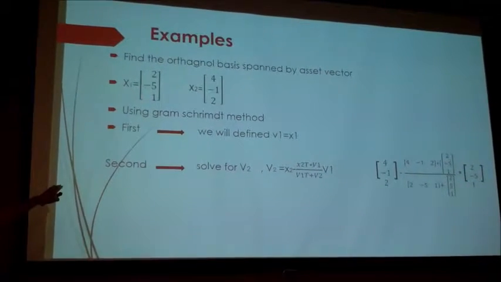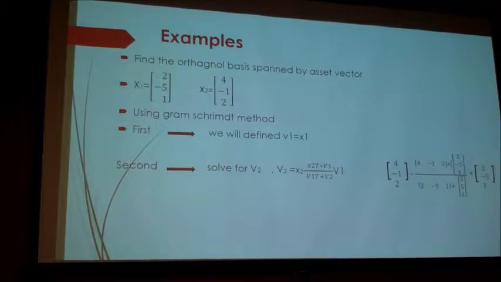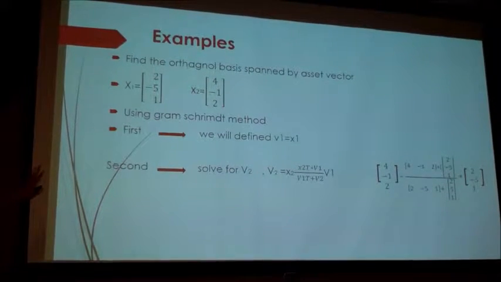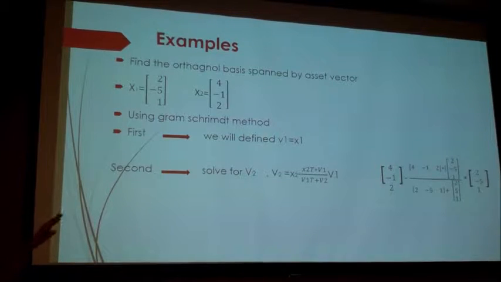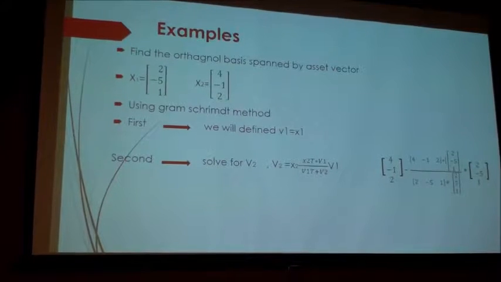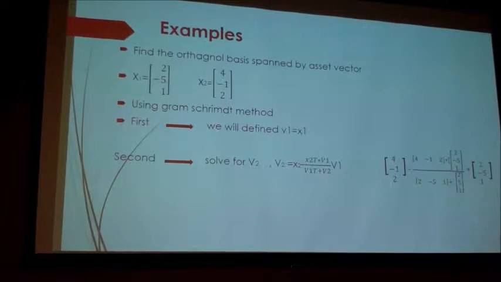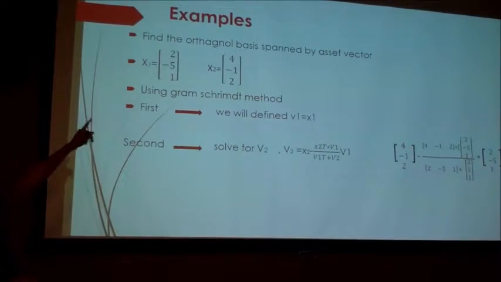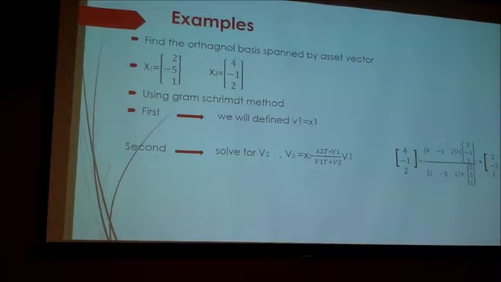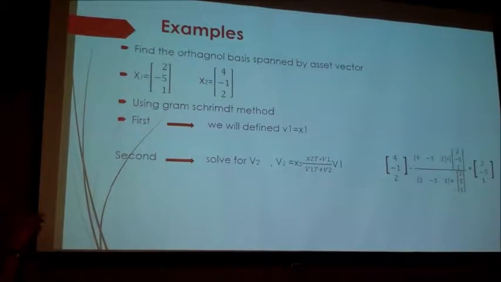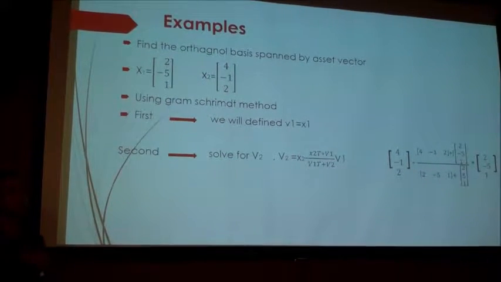So how can we do that? There are many methods online. You guys can look at them and see the different processes and how to use each method. But I felt like the Gram-Schmidt method is the easiest one to find the orthogonal basis, or make the matrices perpendicular to each other. So first, we will define v1 as x1. So you will take the matrix x1 and set it equal to v1. And then you will solve for v2. And v2 is x2 minus the projection of x2 onto v1.